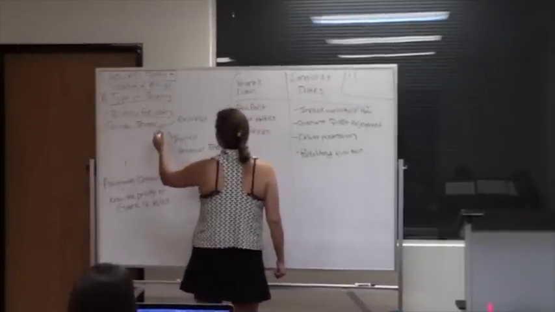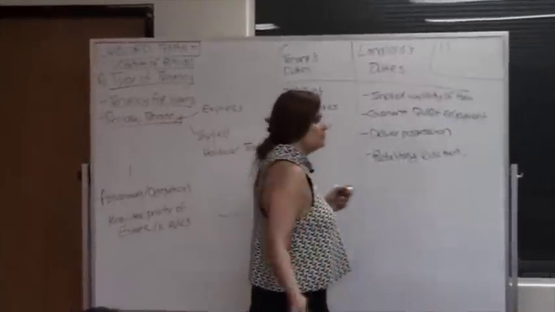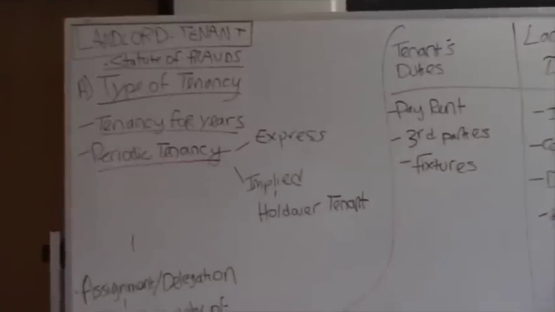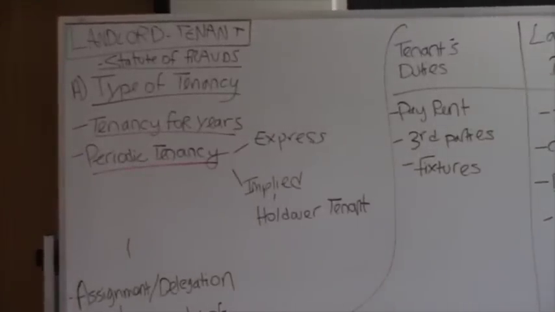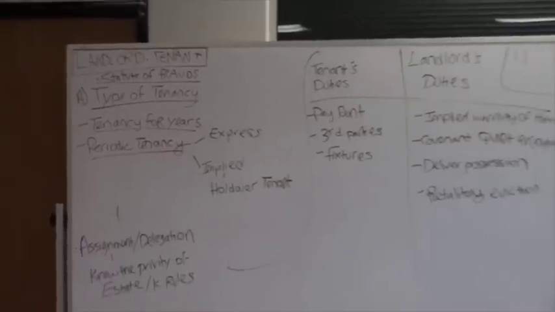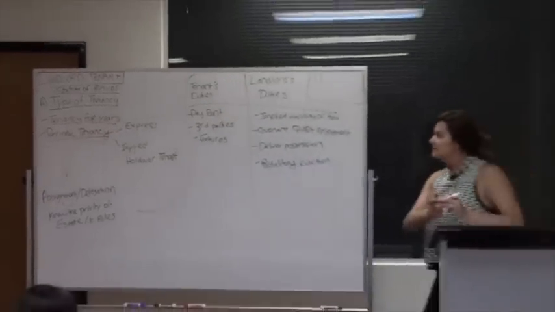You may have a tenancy for years, so you may rent an apartment for 2 years. That's a tenancy for years. What is a periodic tenancy? A tenancy that continues for successive intervals until one party gives notice of its termination, something like a month to month, which usually requires how many days notice to terminate? 30 days. So you want to identify the type of tenancy that you have.